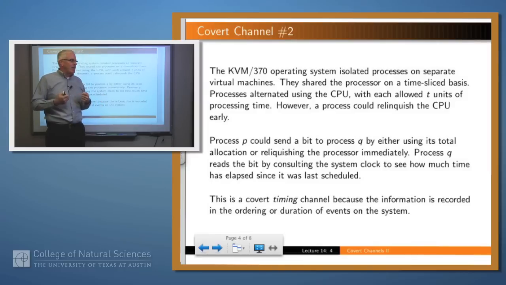All right. So this is called a covert timing channel, because actually there's not information stored in the system in any way, but what's happening is that Q is noticing something about either the timing or the sequencing of events on the system. That's what makes it a timing channel.